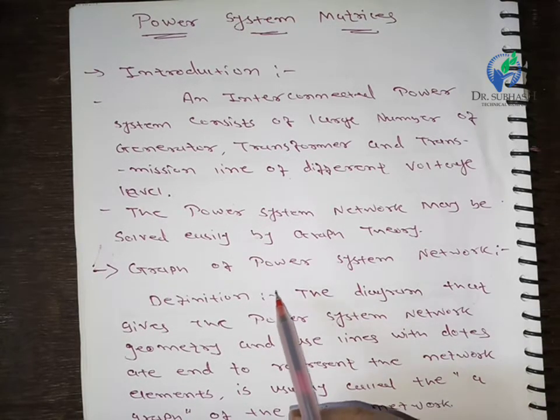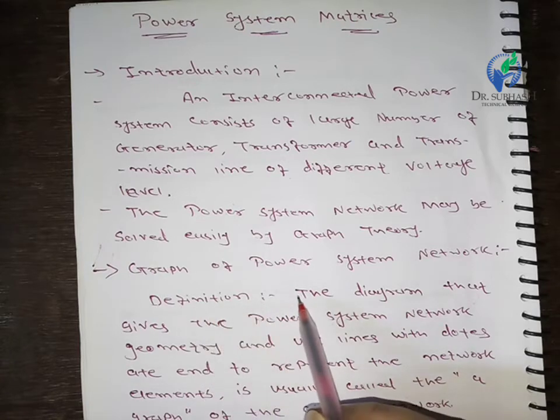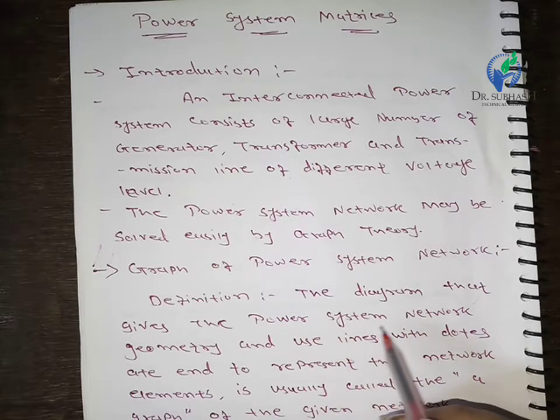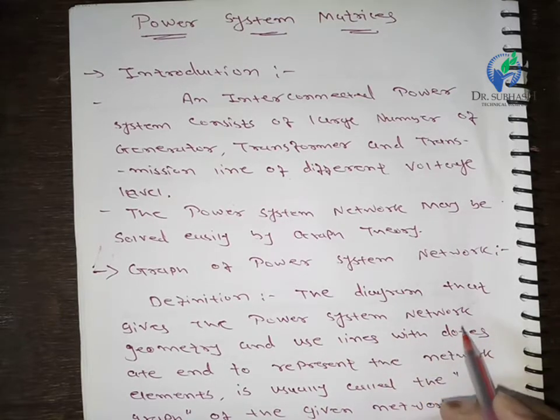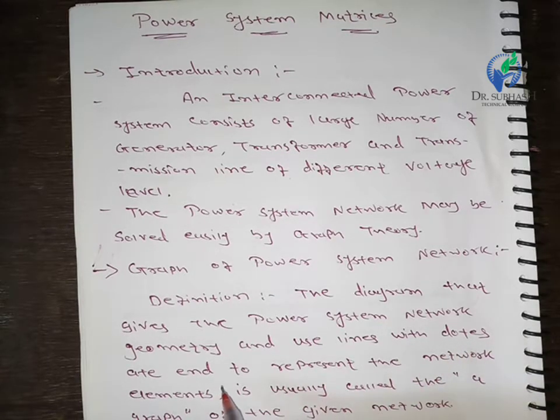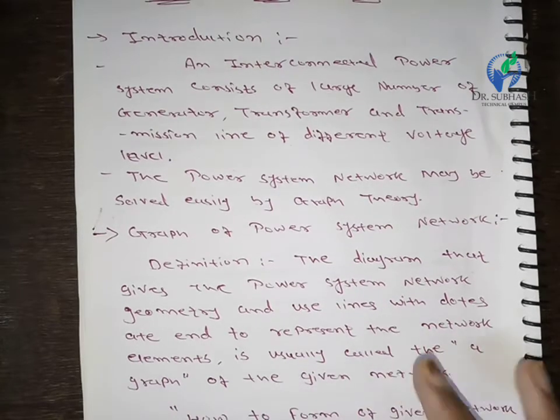The graph theory definition says the graph gives the power system network. जो ग्राफ होता है और पावर सिस्टम नेटवर्क की जियोमेट्रिकली लाइंस और डॉट्स के हम कनेक्ट करते हैं उसके बारे में रिप्रेजेंट करता है. यूजुअली कॉल्ड अ ग्राफ, उसको हम ग्राफ बोलते हैं. Here are the figures which are represented on the graph.